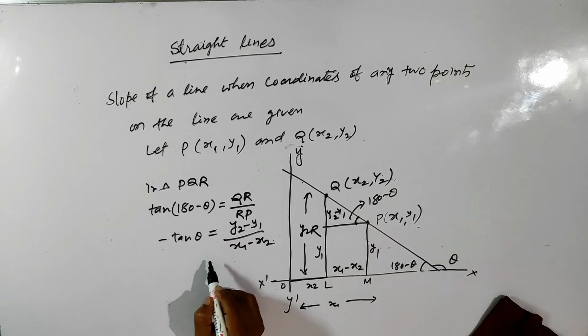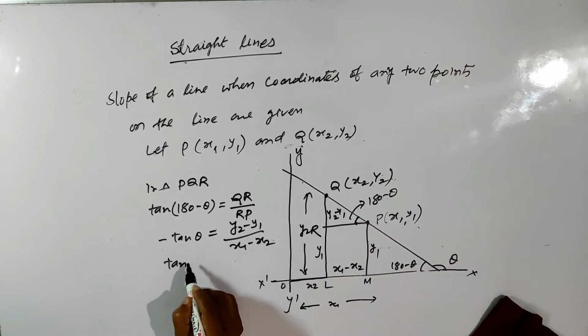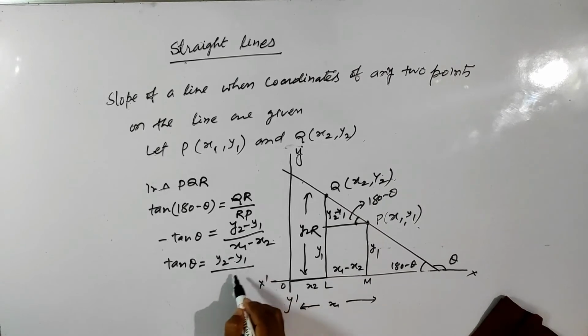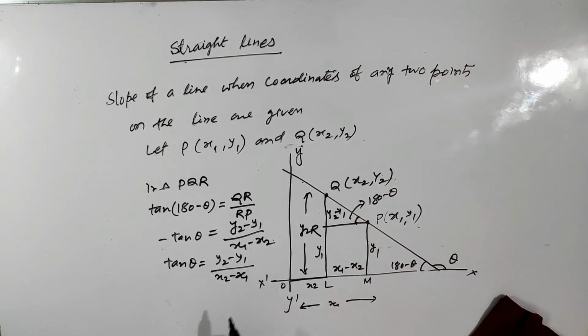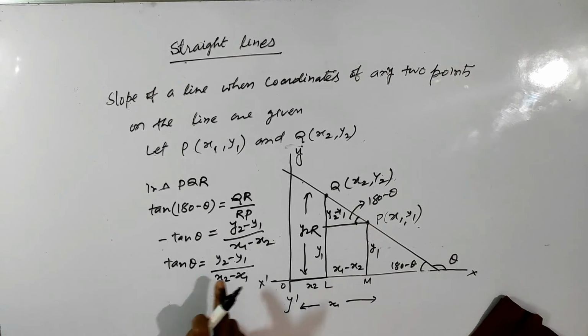So if you multiply both sides by minus one, it becomes x2 minus x1, which means tan theta is equal to y2 minus y1 upon x2 minus x1. It shows that whether the angle is acute or obtuse, in both conditions the slope will be the same. I think you got it.